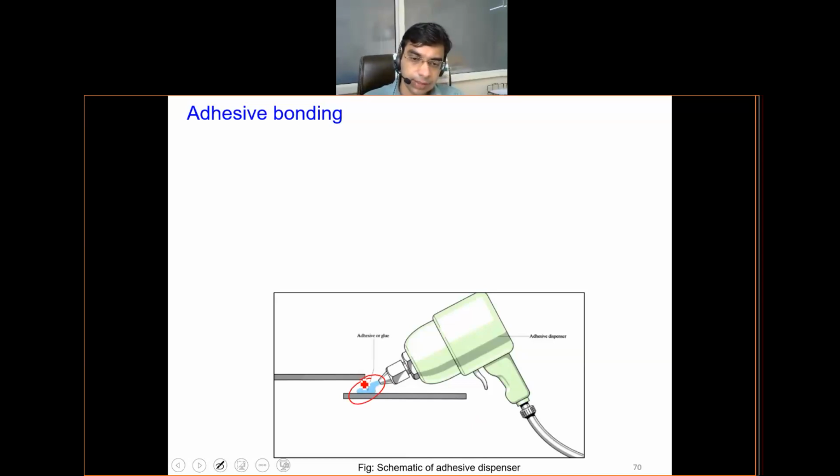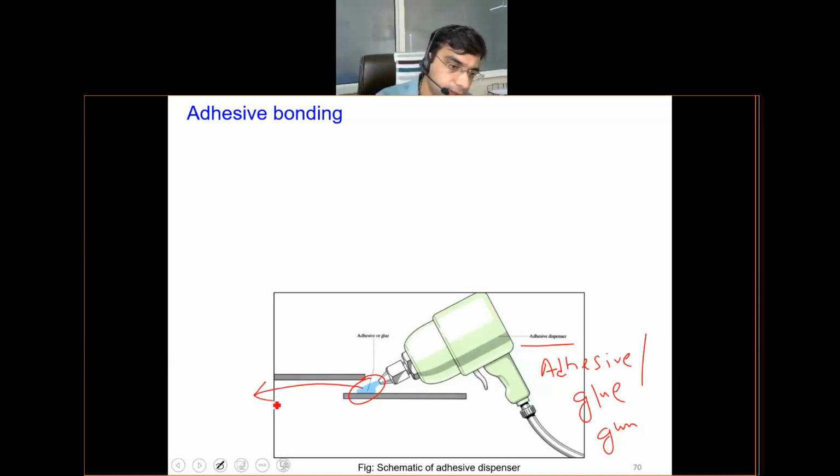So typically in industries, this type of adhesive dispenser is used, which is also known as an adhesive gun, or we sometimes call it a glue gun. So this basically supplies this glue here. What is this glue here? This is important to understand. Predominantly it is a thermoset which is used as the glue here.